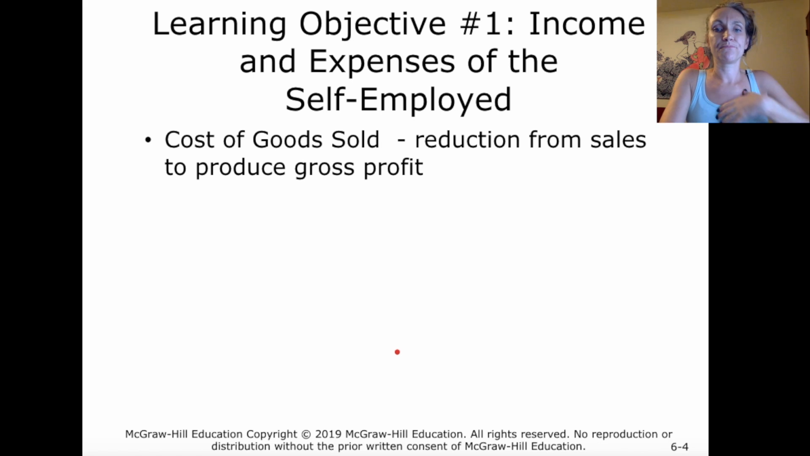Cost of goods sold. So we have all of our sales. If you sell products, we have cost of goods sold. Goods are the products. So you buy products and then you sell them. And then that gives us gross profit because we're only subtracting the direct costs of those sales. And then we subtract our operating expenses, and then that gets us to net income, which might sound familiar from accounting.